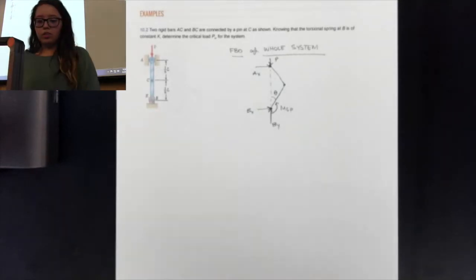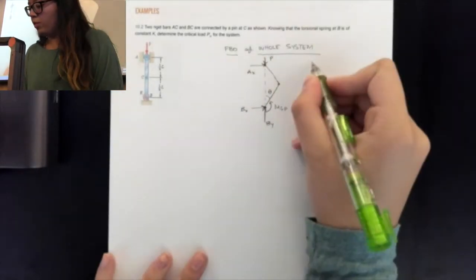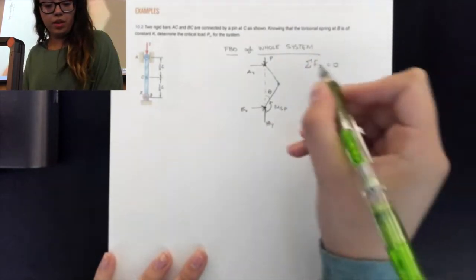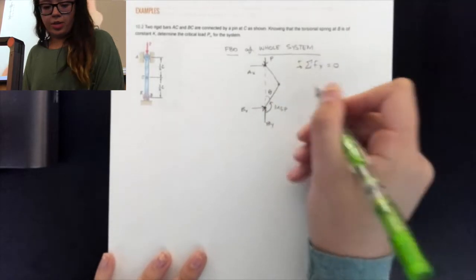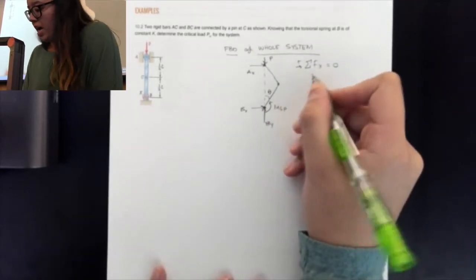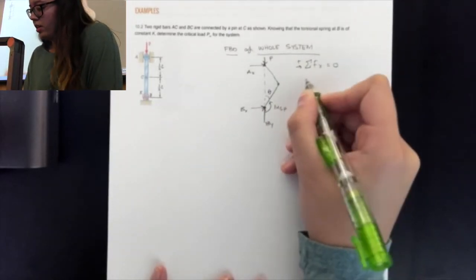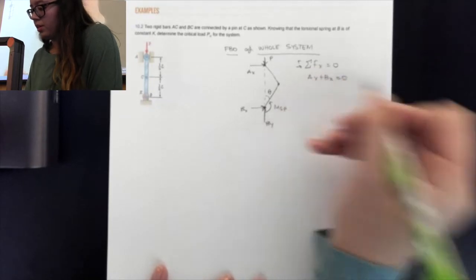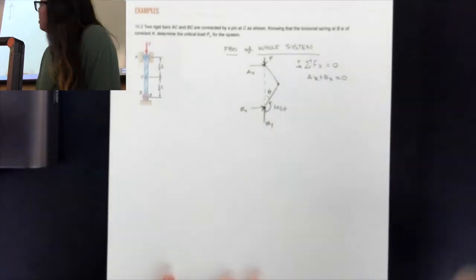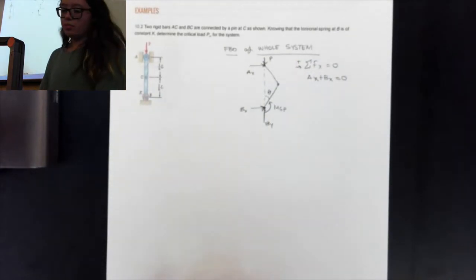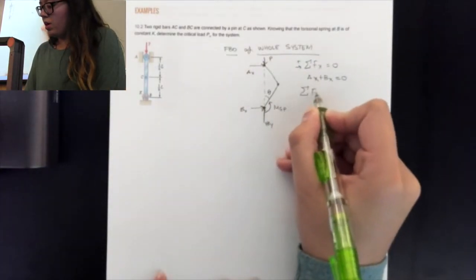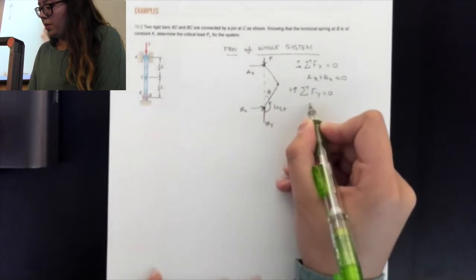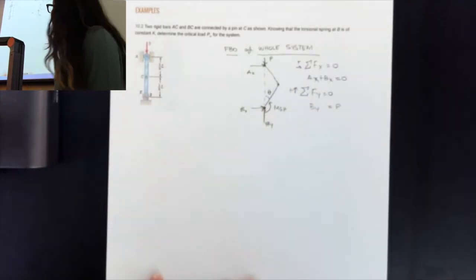Okay, so from here, we're just going to do our sum of forces. So sum of forces in the x direction equals 0. This is my positive direction. So what do we have, guys? Just Ax plus Bx equals 0. All right, that's what we got there. We got sum of forces in the y. That's going to be our positive direction. So we have By equals P.